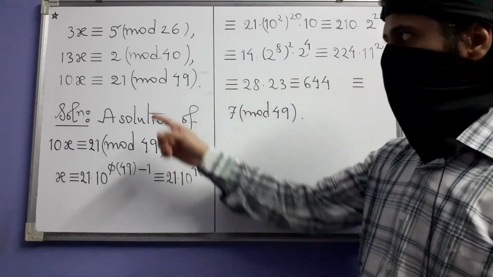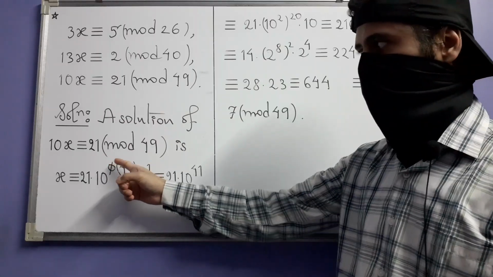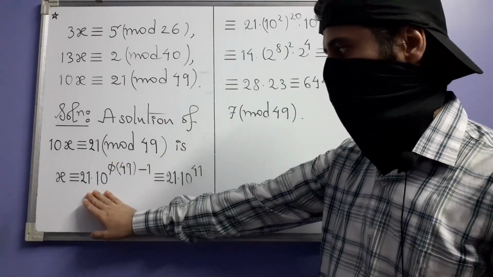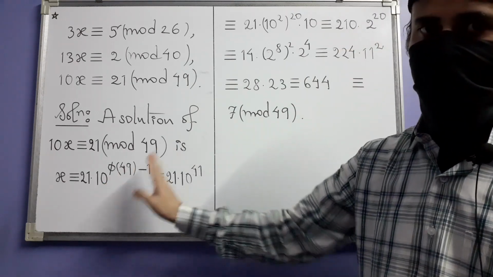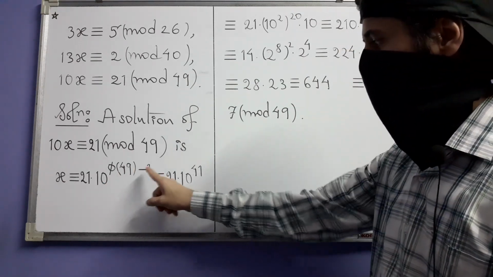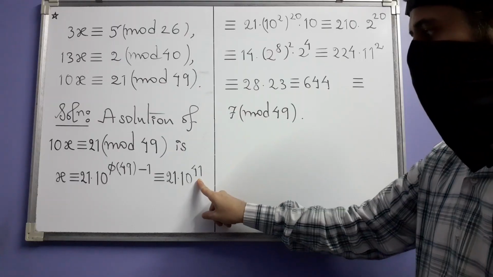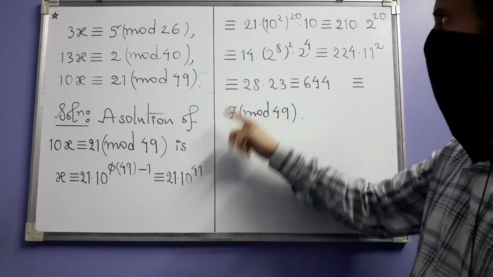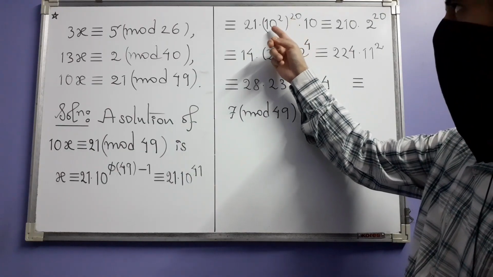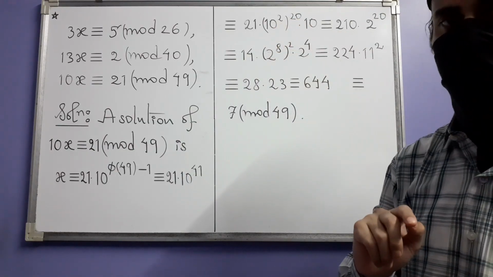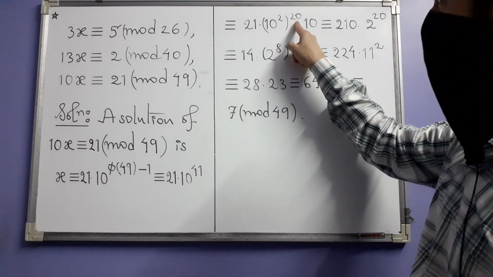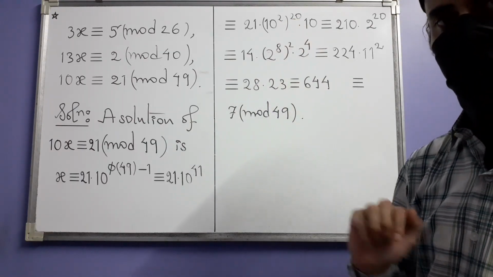And finally this third one, 10x is congruent to 21 modulo 49. So the solution is this, 21 times 10 to the power phi of 49 minus 1. This exponent is 41. Okay. So we split this power of 10 like this. The 20th power of 10 square times 10, because that ultimately becomes 41, right? I mean 2 times 20 is 40 plus 1 is 41.